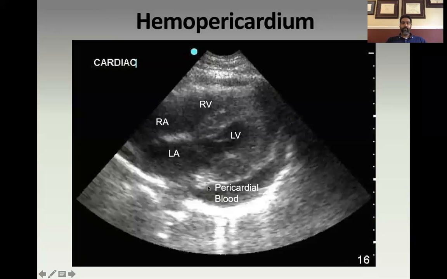And finally, you have hemopericardium. So this is your subcostal cardiac view in your abdominal preset. And you see free fluid around the heart. And again, in the trauma patient, you assume that that is hemopericardium.